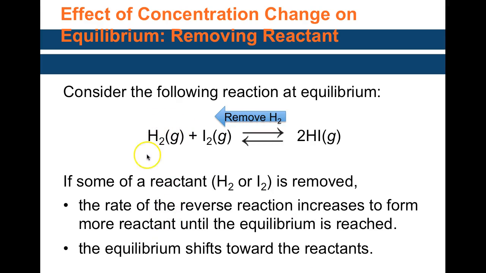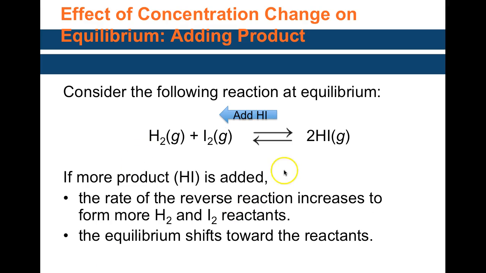Okay, if you remove some of the hydrogen, what will happen? So think of this as a void, all right? So for example, if I just cover this area up, then you think of it like a hole that needs to be filled. So more of that HI has to break down to fill up that void, all right? So therefore, it is going to go in the reverse direction.